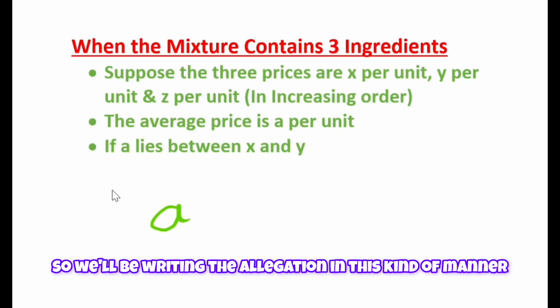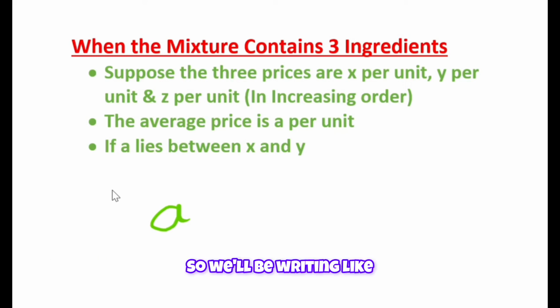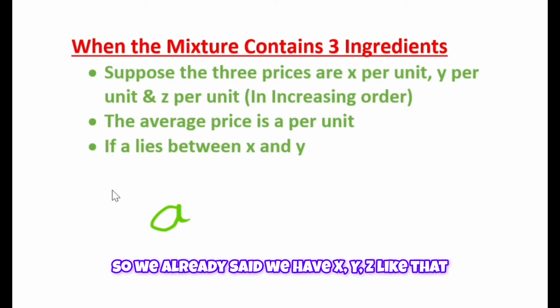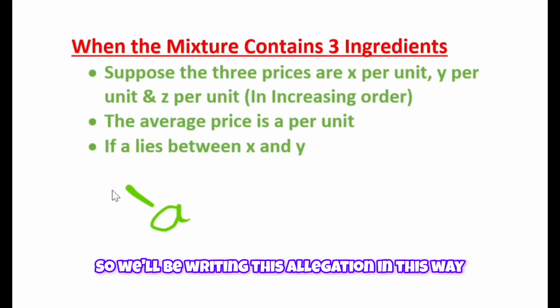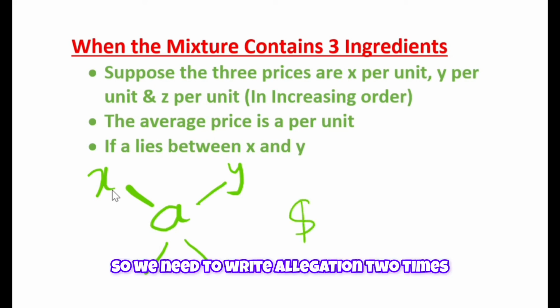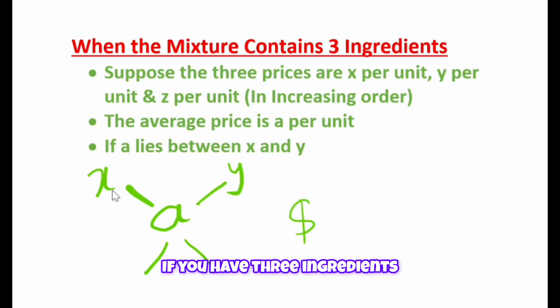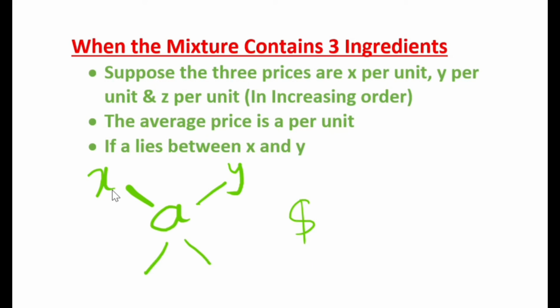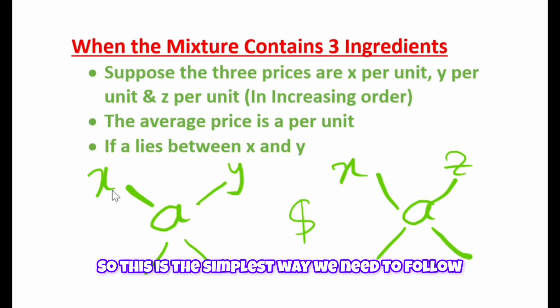So we'll be writing the alligation in this kind of manner. We already said we have x, y, z. So we'll be writing this alligation in this way, naming it as x, y. And we have one more alligation, so we need to write alligation two times. If you have three ingredients and if a lies between x and y, we need to do like this. Here a is nothing but the average price. Simple. So this is the simplest way we need to follow and crack the solution.